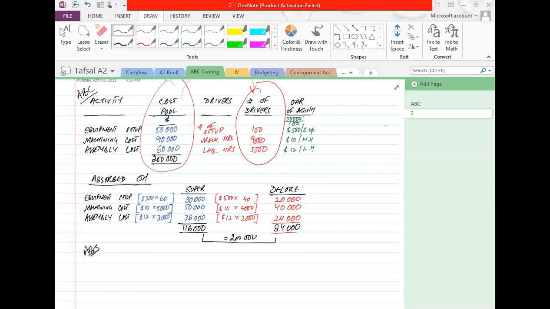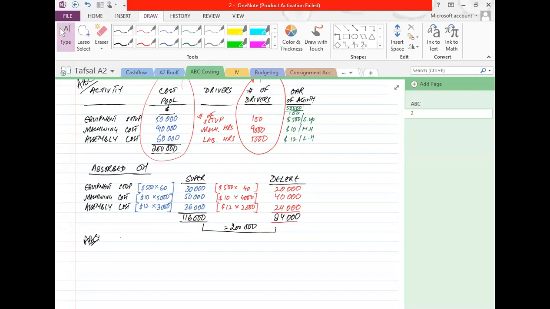If we follow the traditional system, absorption costing, we need to calculate 1 OAR. The formula is budgeted overhead divided by budgeted level of activity. Then we must pick total overheads with total labor hours or machine hours. Let me say pick the labor hours. So what was the total labor hours? 5,000. Calculators.